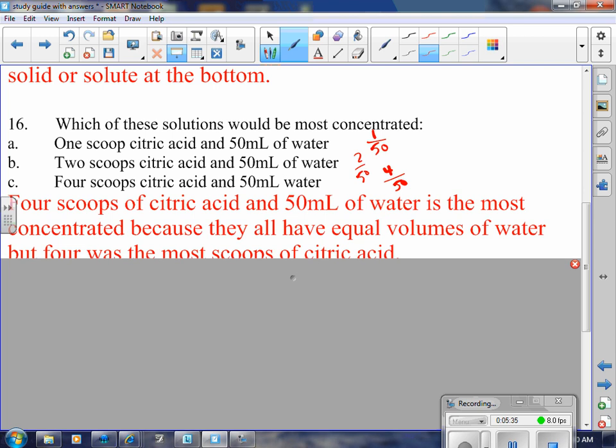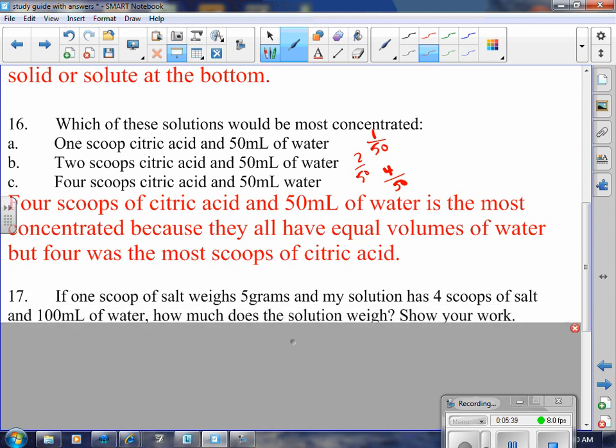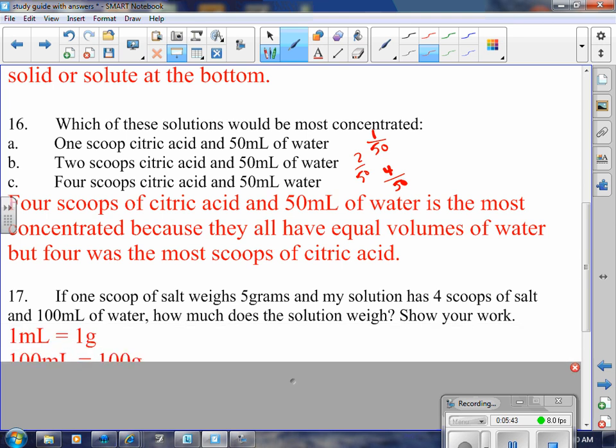They have equal volumes of water, but 4 has the most citric acid. If 1 scoop of salt weighs 5 grams and my solution has 4 scoops of salt and 100 milliliters of water, how much does it weigh?